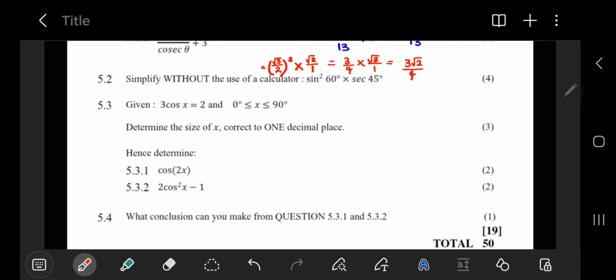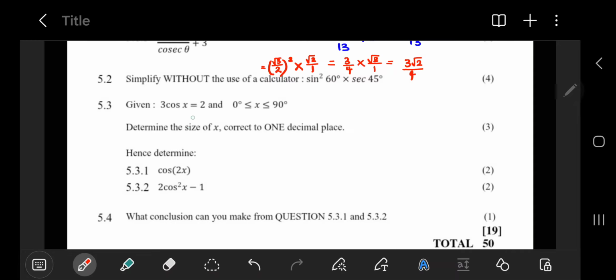Now, 5.3 says, given 3 cos x is equal to 2 and x lies between. So this is how we read this, right? X lies between 0 and 90. What that means is x is a value that is between 0 degrees and 90 degrees. So x is actually an acute angle.